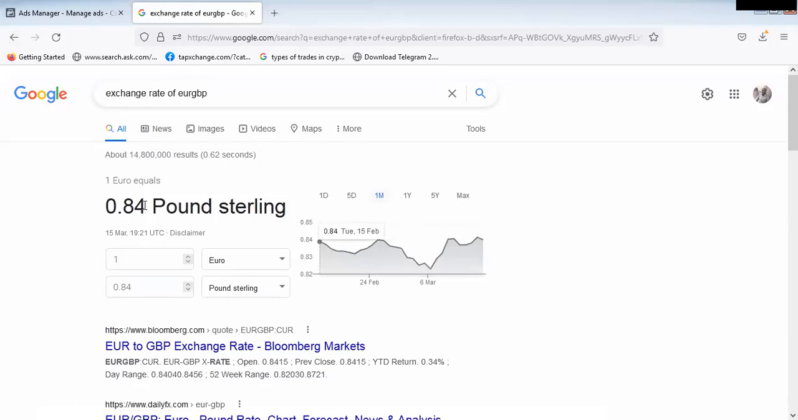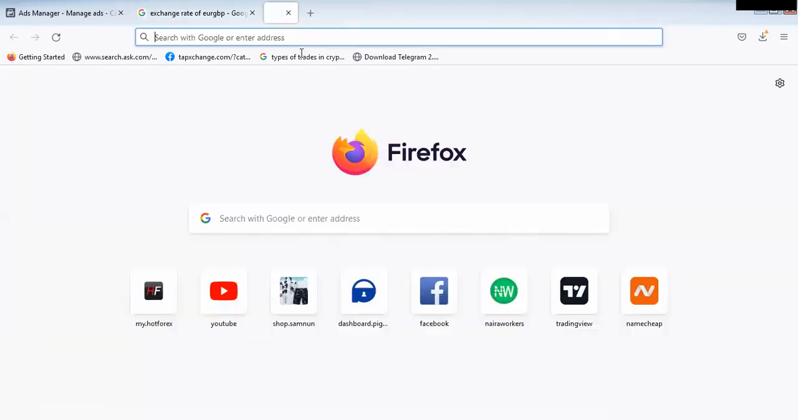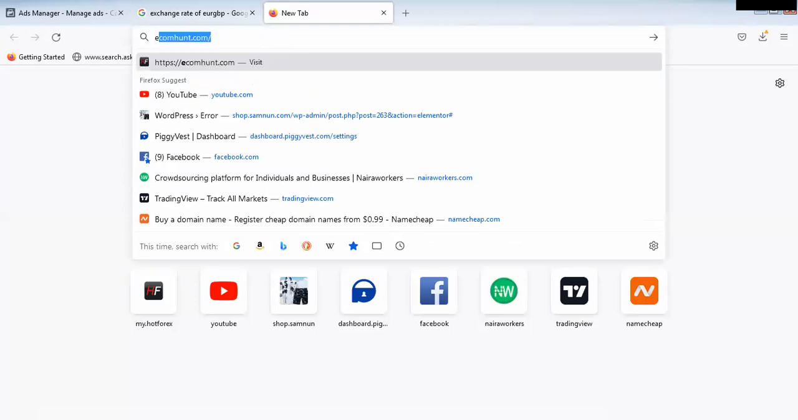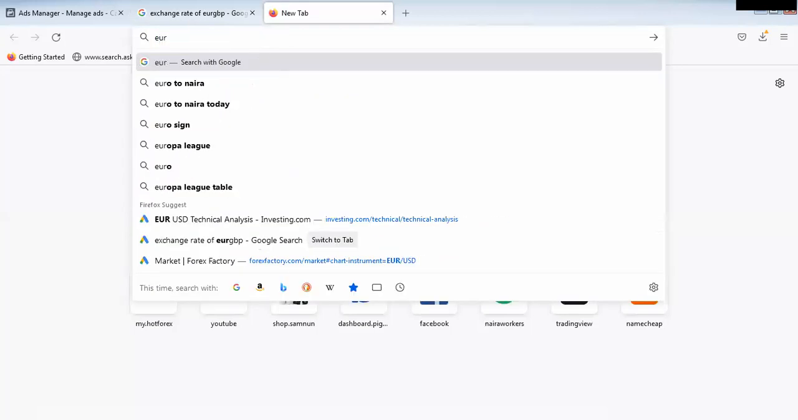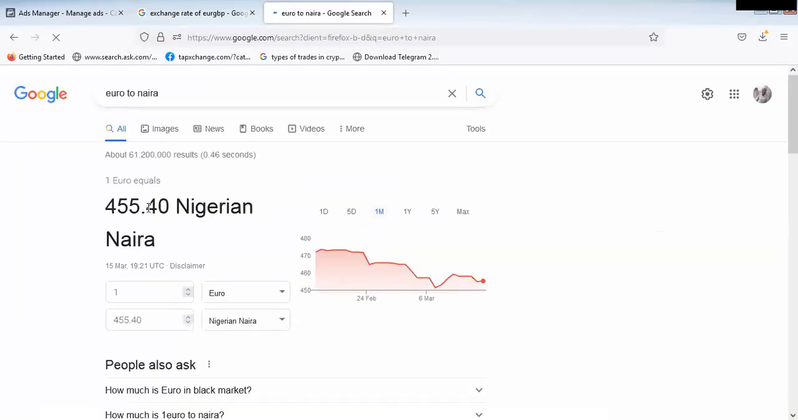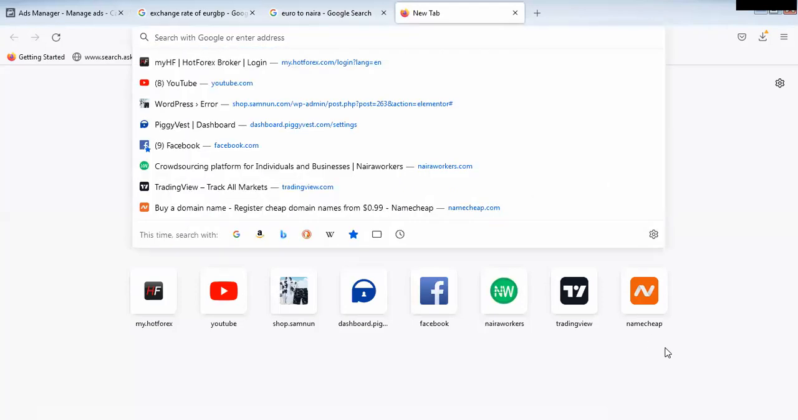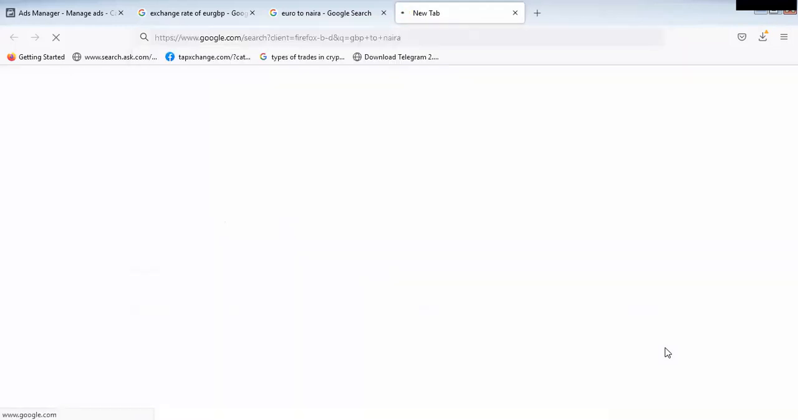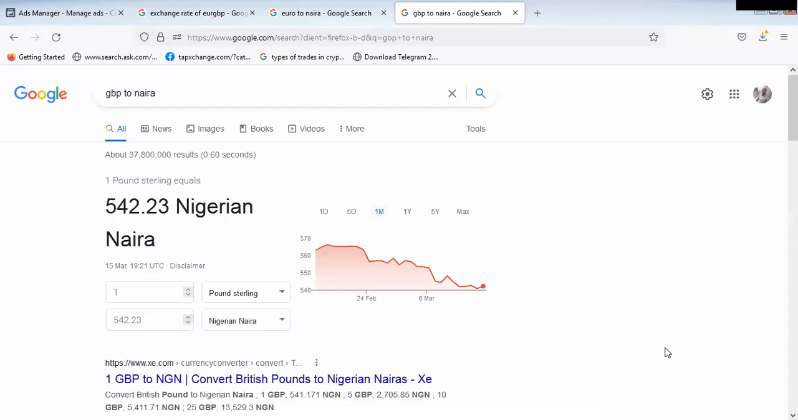How do you know this exact value of Euro GBP? Come here, convert Euro to Naira. Euro to Naira is 455.40. Then go to GBP to Naira. Can you see? 542.23.